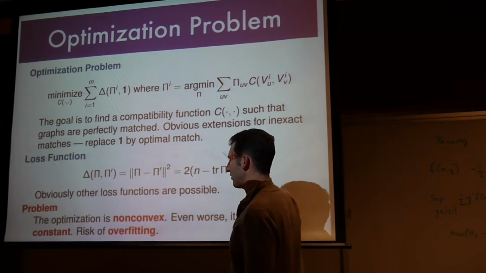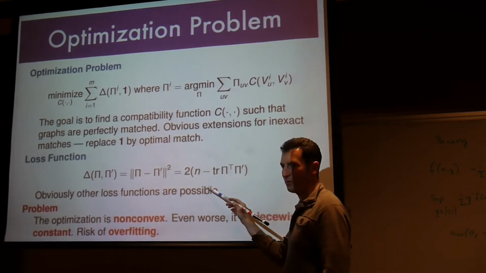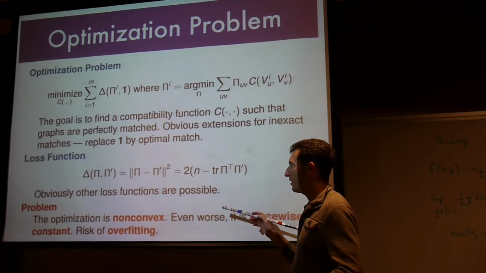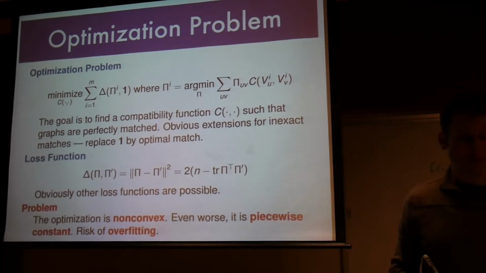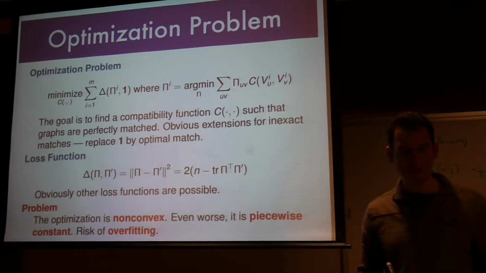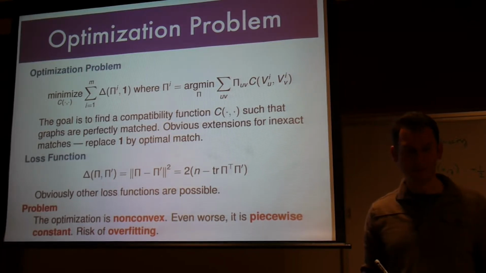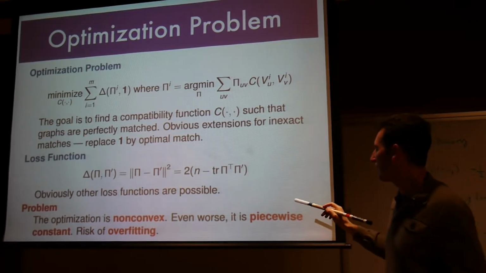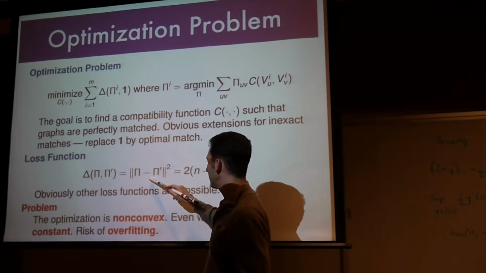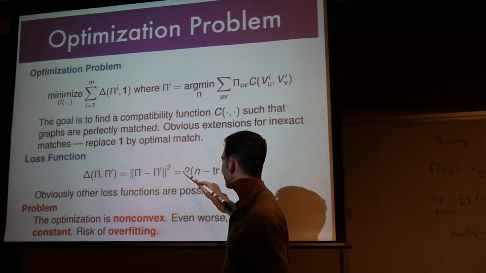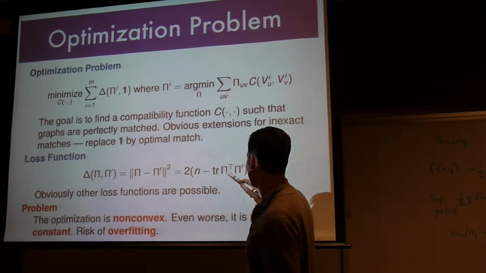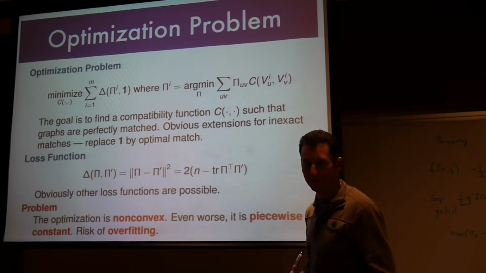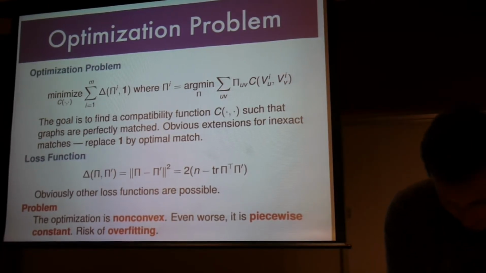So now we need to define a loss function, and one that turned out to be very pretty is I just basically count how many mismatches I get. So I take the difference between the identity between two permutations, and just count how many pairs they assign differently. If you do that, you get that the Frobenius norm squared is just 2n, where n is the number of dimensions of this beast, minus the trace of pi transpose pi prime. That's important, and everybody can see that right away.